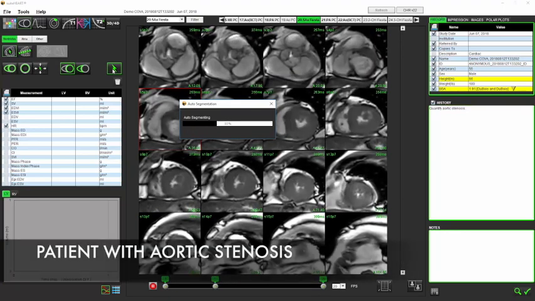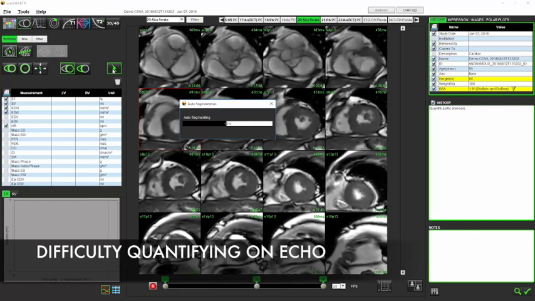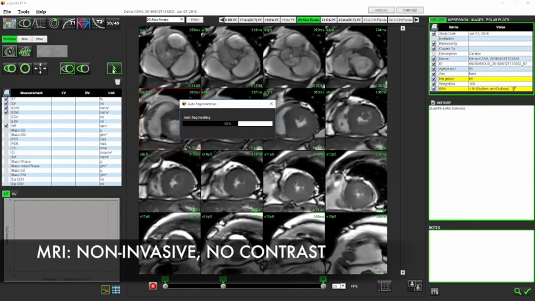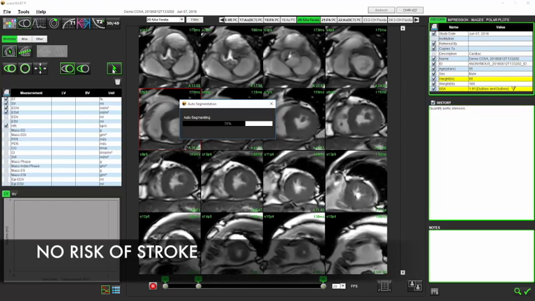This is a patient who has aortic stenosis that they were having a hard time quantifying on echo. MRI turns out to be a wonderful test for quantifying aortic stenosis because it's totally non-invasive, doesn't even require the use of contrast, and there's no risk of stroke like there is with cardiac catheterization.